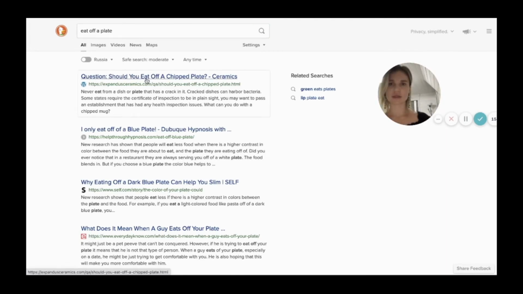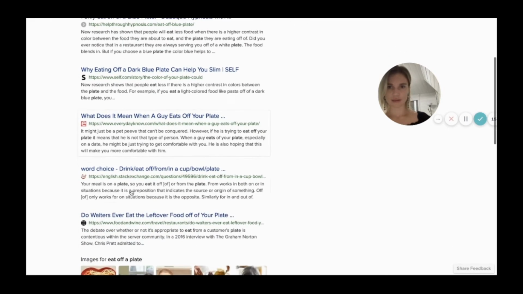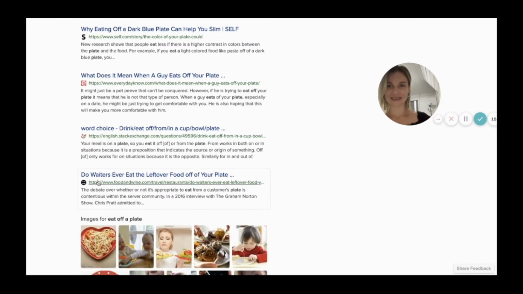Look at this. Should you eat off a chipped plate? I only eat off of a blue plate. Why eating off a dark blue plate can help you slim. This is an article written by native speakers. A guy eats off your plate. Do waiters ever eat the leftover food off of your plate?